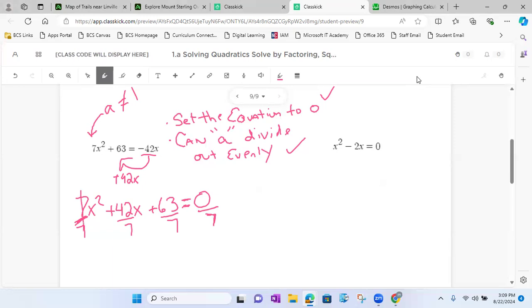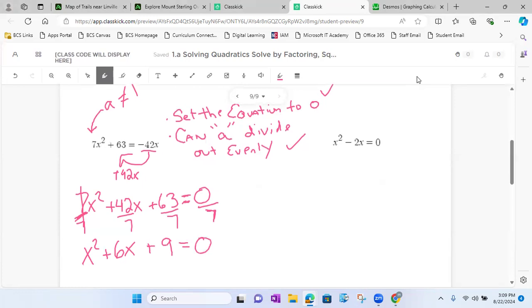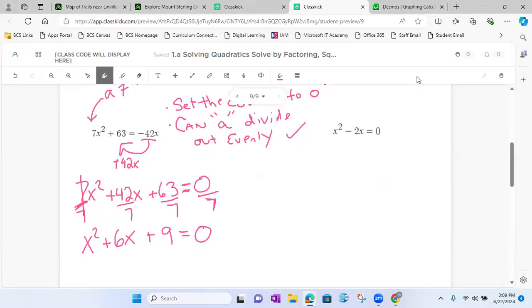7 divided by 7 is 1. That gives us x squared. 42 divided by 7 is 6 with an x, plus 63 divided by 7, which is 9, equals 0 divided by 7, which is 0. And check it out, we can divide evenly. So this works out perfect for factoring.